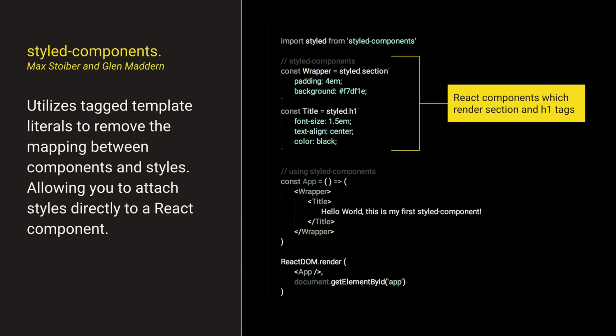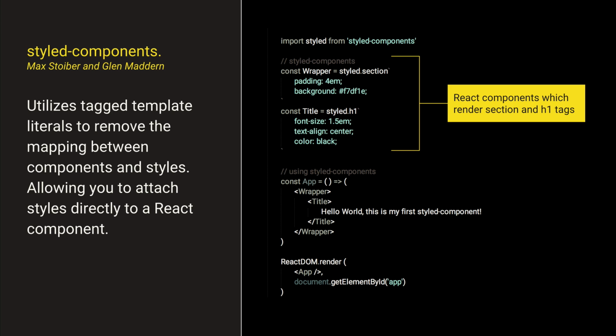So styled components is a library written by Max Stoiber and Glenn Mattern, and it utilizes tag template literals to remove the mapping between components and styles, allowing you to attach styles directly to a React component. So this is an example of styled components on the right here. First we import styled from styled components, and then we create React components here with Wrapper and Title. So you notice the capital letter. And const Title equals styled.h1 is a function that when called returns a React component that renders an h1 tag to the DOM. So these are React components.